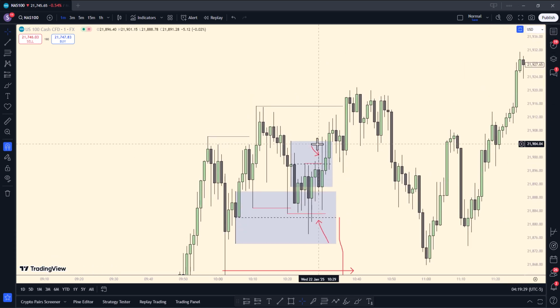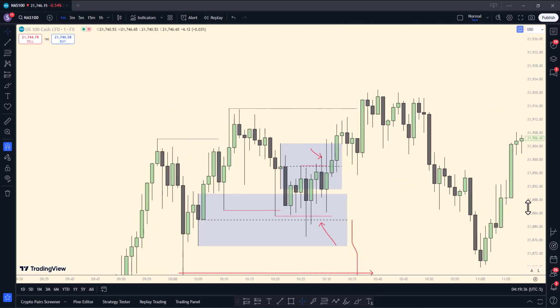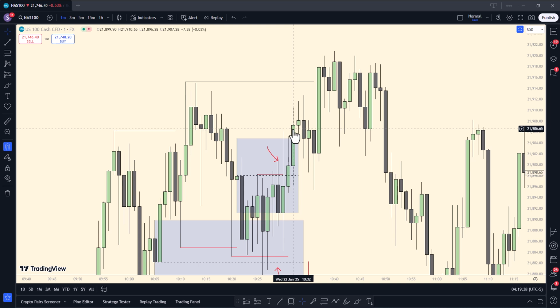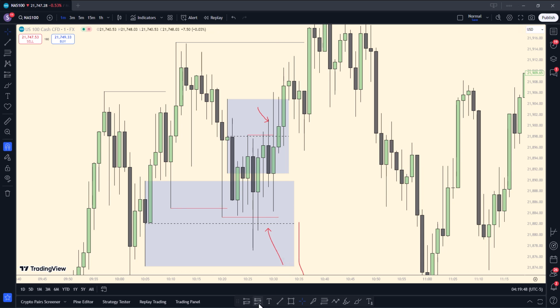Now if we violate this, we're going to trade to the next logical target, which happened exactly here. We violated that. I was waiting for a full closure just to be sure, right? I could have taken it here, but I wanted to see a closure below or above this whole zone. It happened here. I took my entry from here.